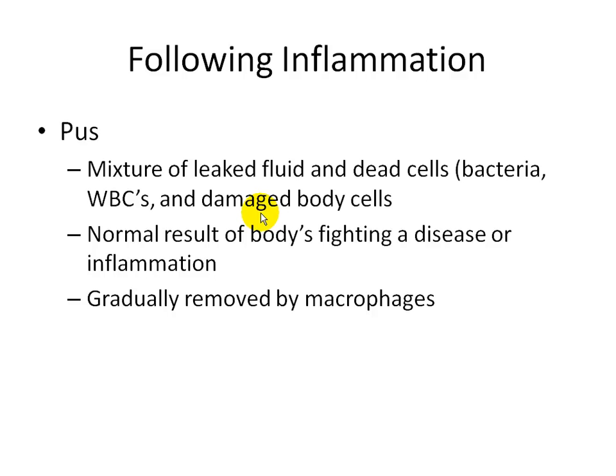Pus is a mixture of leaked fluid and dead cells. In other words, it's bacteria, white blood cells, and damaged body cells. Pus is a normal result of the body fighting a disease or some type of inflammation. Eventually, the pus will cease and will go away, and that pus gradually will be removed by macrophages.